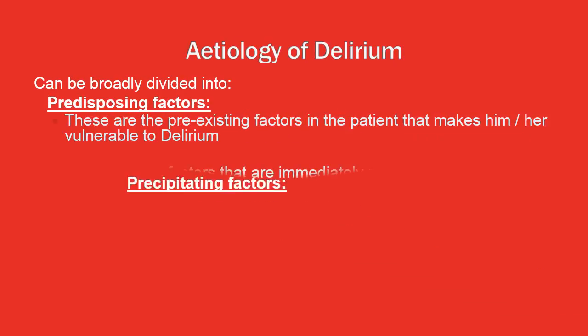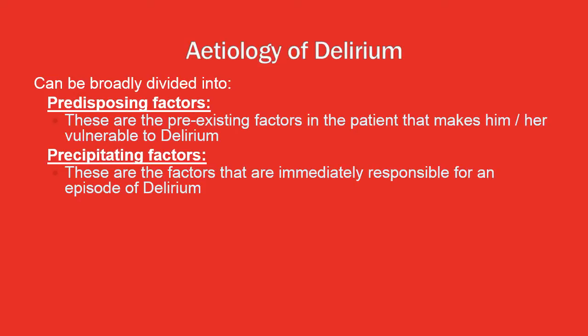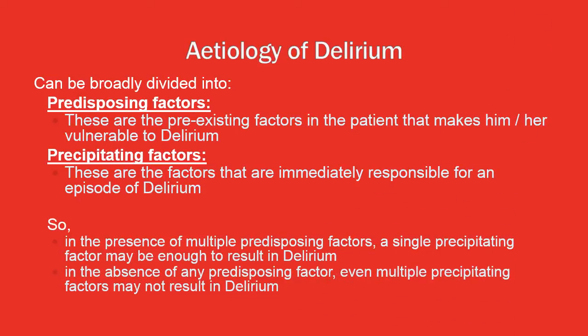In the etiology of delirium, it is useful to divide the factors into predisposing factors and precipitating factors. Predisposing factors are the pre-existing risk factors in the patient that makes the patient vulnerable to delirium. Precipitating factors are the factors that are immediately responsible for an episode of delirium. So, in the presence of multiple predisposing factors, even a single precipitating factor may be enough to result in delirium, whereas in the absence of any predisposing factor, even multiple precipitating factors may not result in delirium.